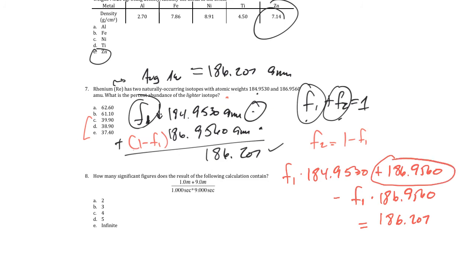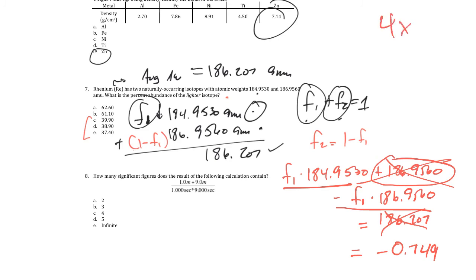And so I can subtract this over to the other side. So let me do that. Find a better calculator. So we're just going to do 186.207 minus 186.9560. It gives me negative, so once I do the subtraction, this is gone. It equals minus 0.749. So if I were to rewrite that, that would be equal to this minus this: F1 times that number minus F1 times that number. It's like if I had 4x minus 5x, that would be equal to minus 1x.